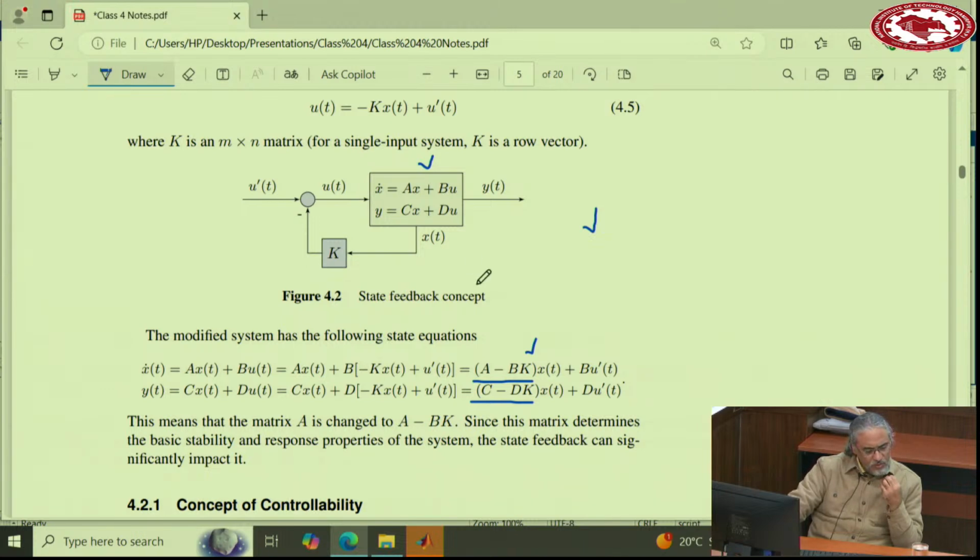So now the question remains, can I find a K that can place the eigenvalues of this matrix at a given location or at any arbitrary location? This is the concept of, or the question of controllability. If the system is controllable, the answer is yes. If the system is not controllable, the answer is no. So what is that controllability?